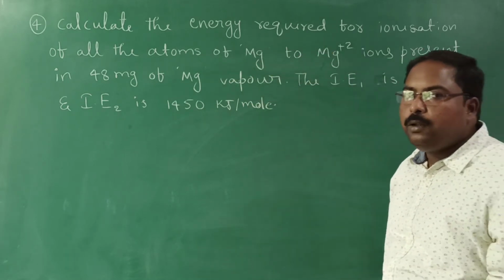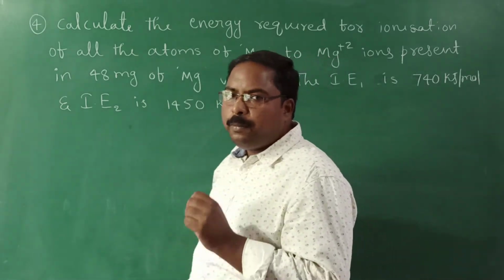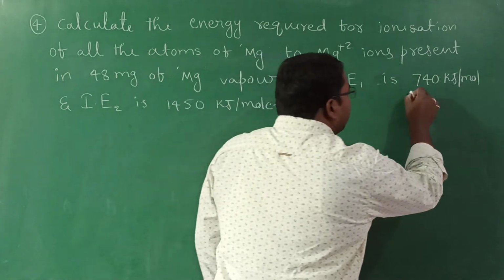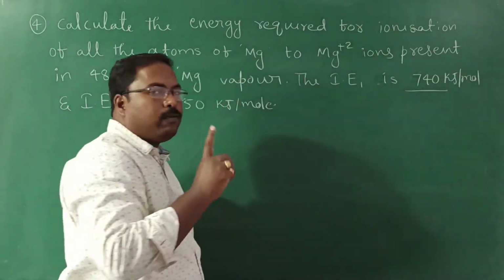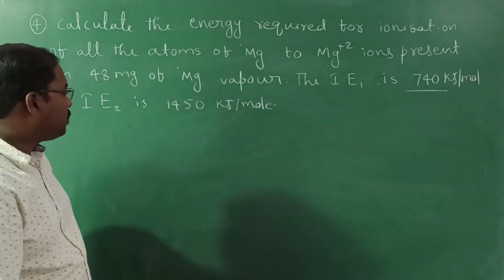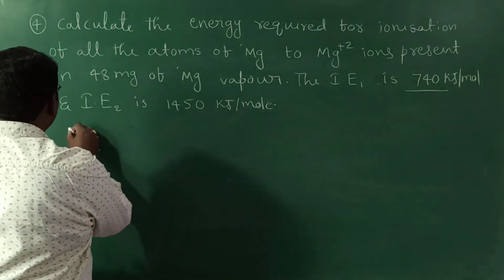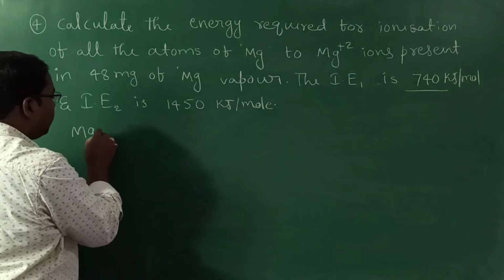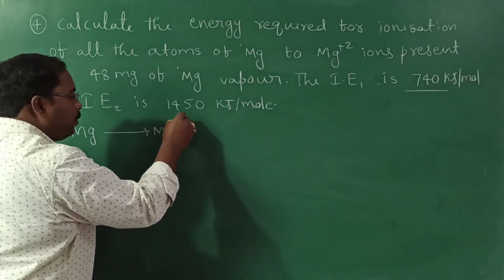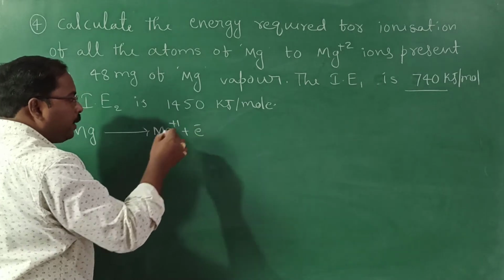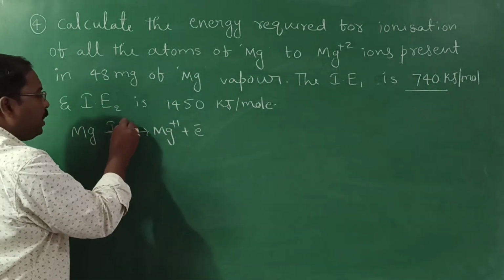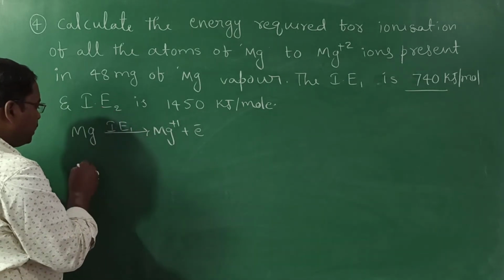Okay, so we need to remove 2 electrons from magnesium. They have given in the question that to remove 1 electron from the magnesium atom, it requires 740 kilojoules. That 740 kilojoules of energy is required for removal of 1 electron. So when we remove 1 electron, it will become Mg+1. So this is the corresponding first ionization energy.